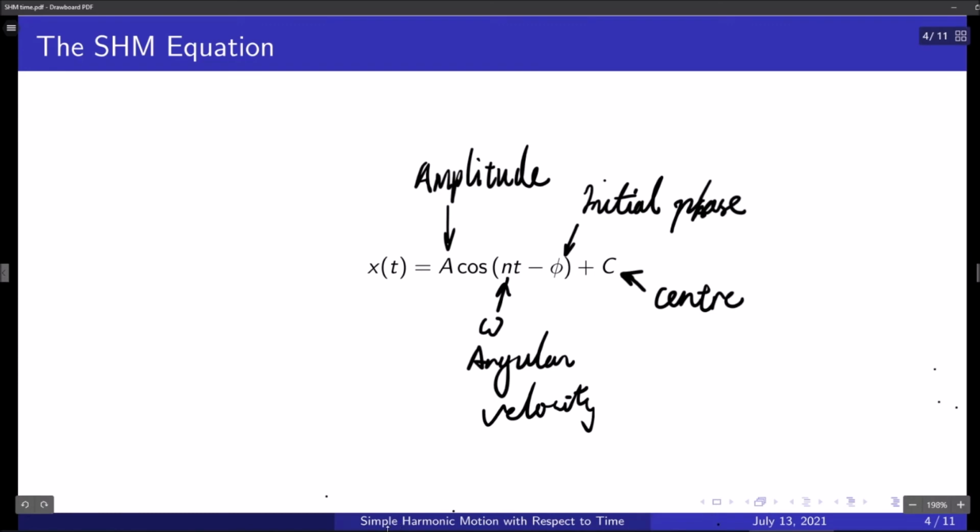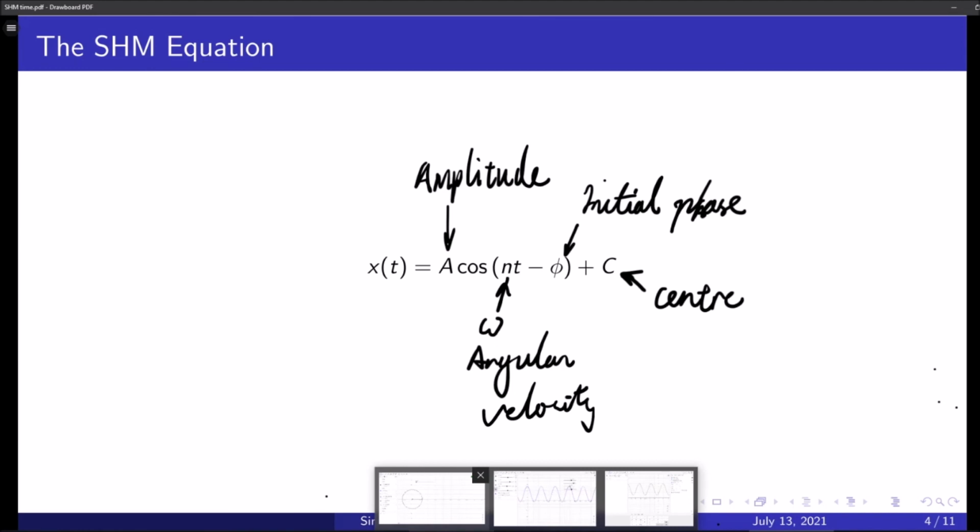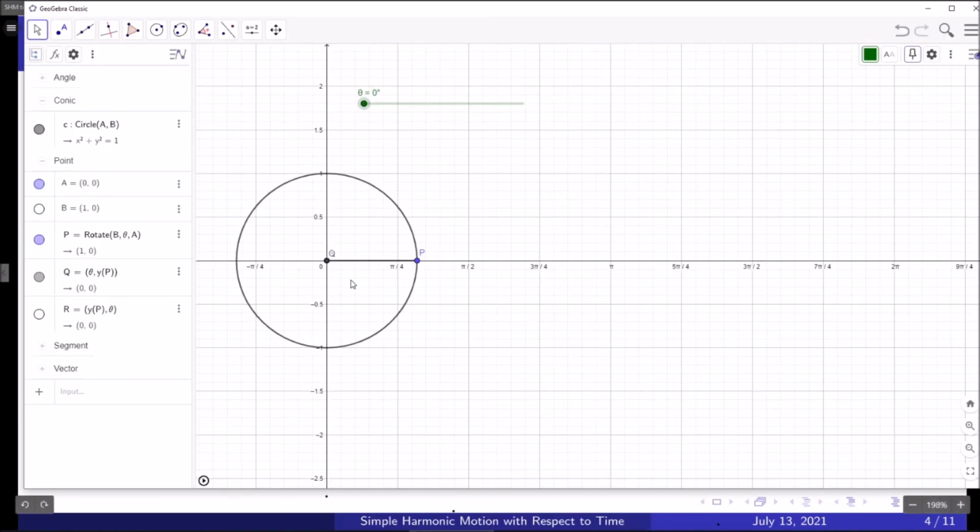And finally, let's have a look at how, as I mentioned earlier, to see the simple harmonic motion as the one-dimensional shadow of a circular motion. So imagine we have a circle.